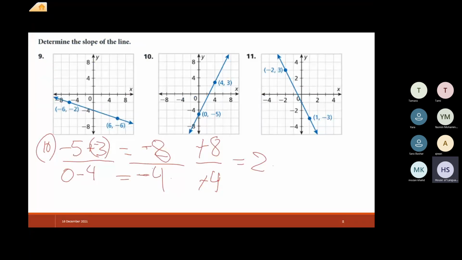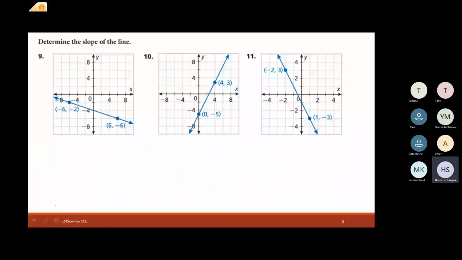Number 8. Number 11. Yes, yes, Celine. Did you finish writing? Yeah. 10 we solved it. 11 now with Celine. The second slide. The second slide. Celine. Number 11. Okay.